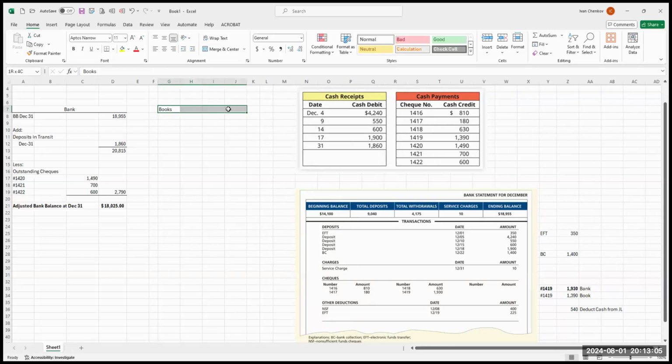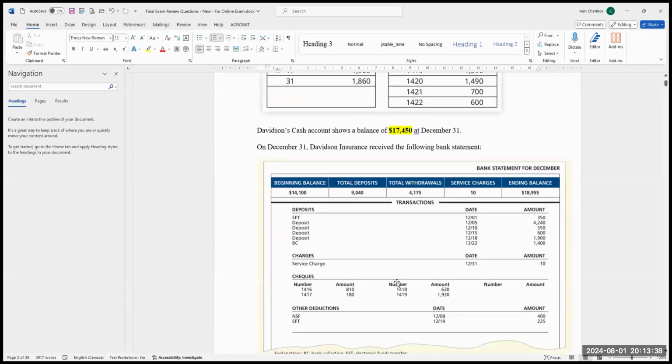The same, exactly the same. We're going to start with the ending balance for the month, and then we have to add something and deduct something from the books. Let's do some adjustments here to make it nicer. So that's our book, and the starting point for our books will be December 31st again. We're going to check our question and see where the balance for the books is at December 31st.